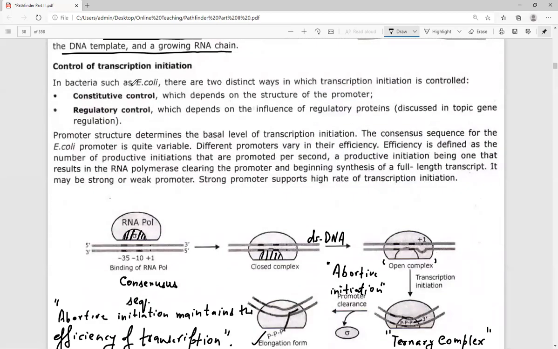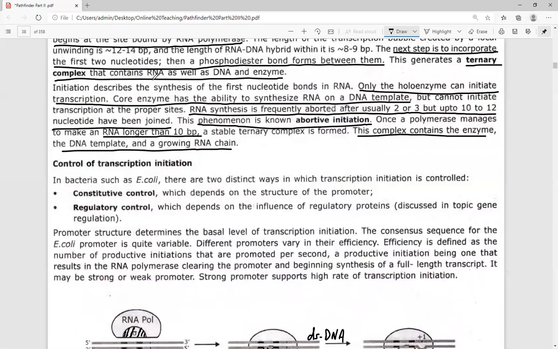Now, control of transcription initiation. There are two different types of genes which are going to be produced. Okay, before that, once a polymerase manages to make a longer RNA chain greater than 10 base pairs, a stable ternary complex is produced. The complex contains the enzyme, the DNA template, and the growing RNA chain within itself.